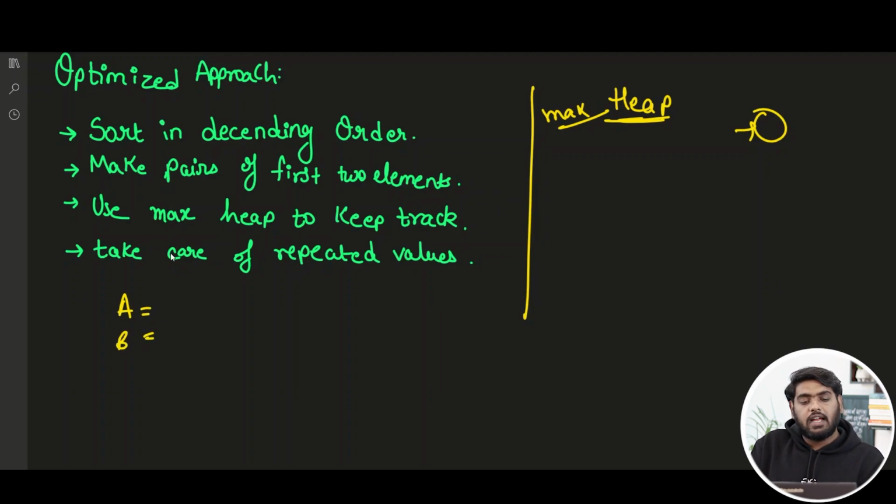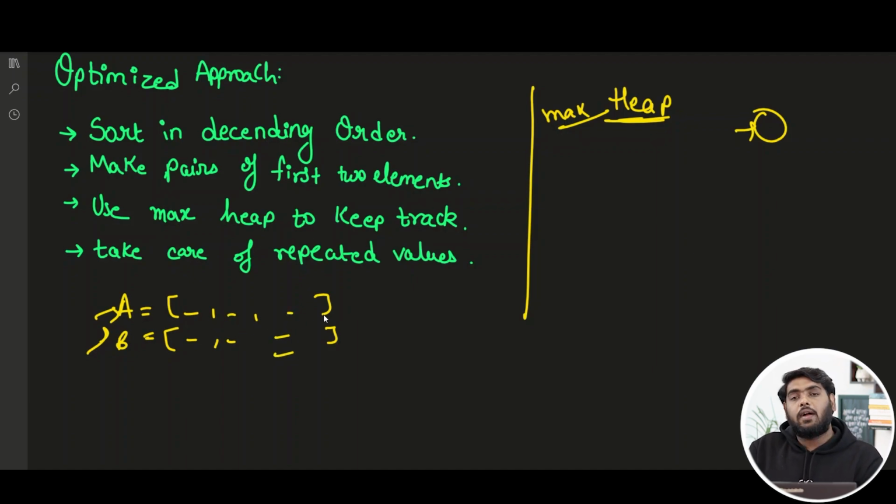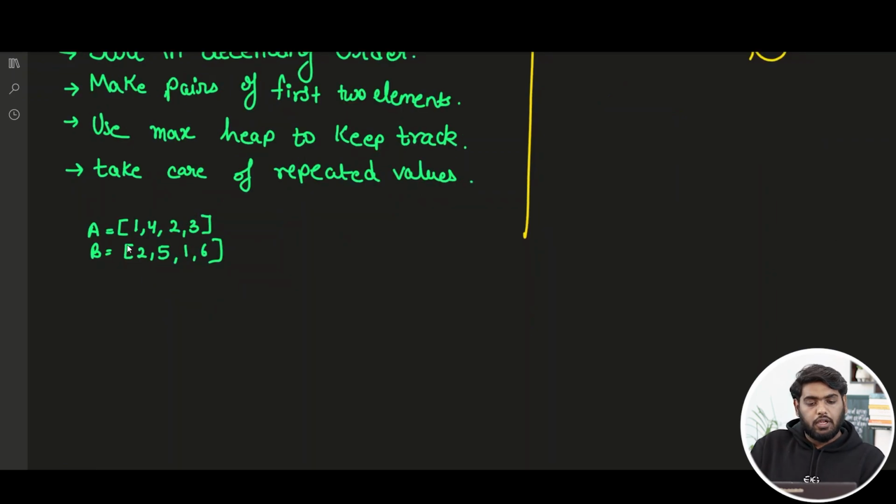Well, the intuition says: why not sort them in descending order prior to putting in a logic? So once we sort both of these in descending order, we'll have all the biggest values at the beginning, correct? And then what do we have to do? We have to start making up pairs. Let me take one example here. So here are the two arrays.